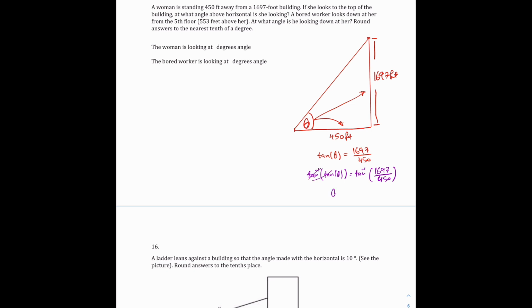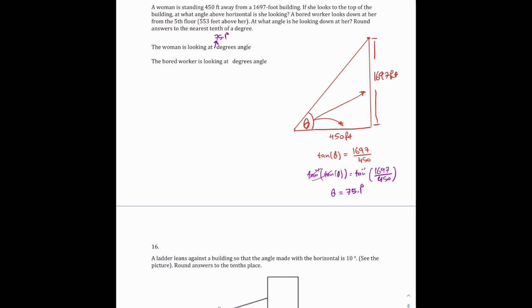These will cancel. We have theta equals, we're going to revert to degrees because the answer is required in degrees. So we're going to say inverse tangent of 1697 divided by 450 is equal to approximately 75.1. We're going to round to one decimal. So 75.1 degrees. So that is the angle of elevation. This is the answer here: 75.1 degrees.